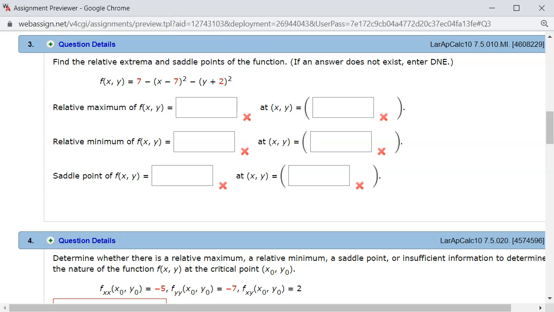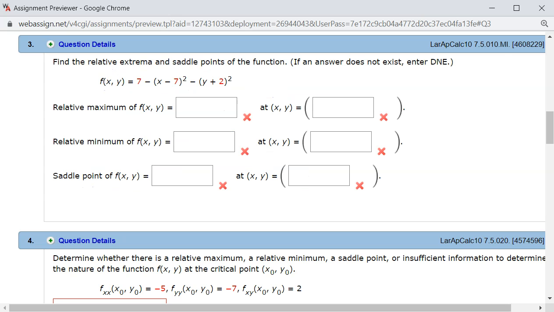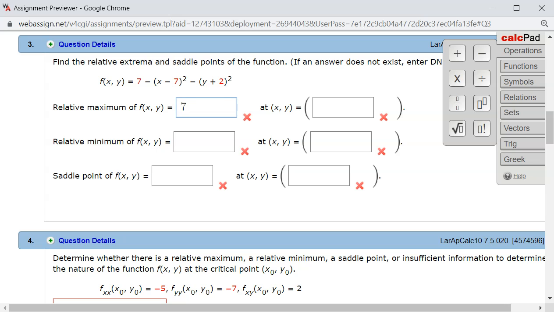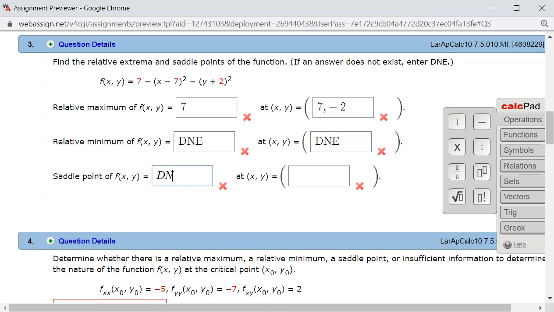Now we actually have to find the value. If you plug in (7, negative 2) in there, you can see that 7 is the highest point. So we know that here it's 7, at (7, negative 2). It said does not exist, so it does not exist there. I guess we can put does not exist there too, and here does not exist and does not exist.